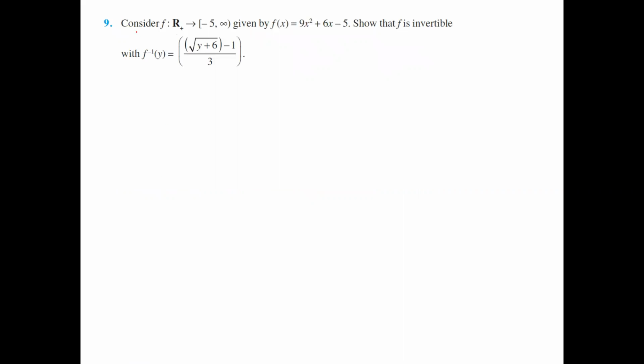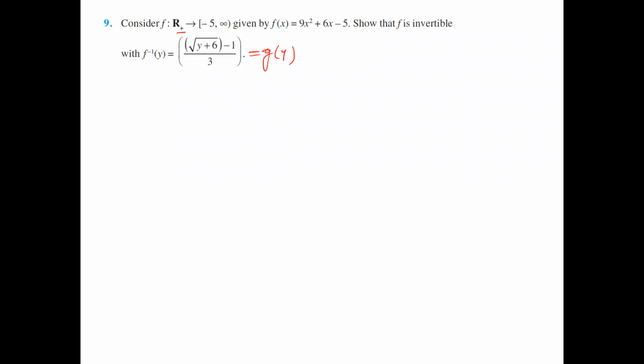See this problem. Consider f is a function from R plus to the closed interval minus 5 to infinity. Here R plus means all positive real numbers. Given by f of x equals 9x square plus 6x minus 5. Show that f is invertible with f inverse of y equal to, what is f inverse of y? Square root of y plus 6 minus 1, all divided by 3. This is nothing but g of y.